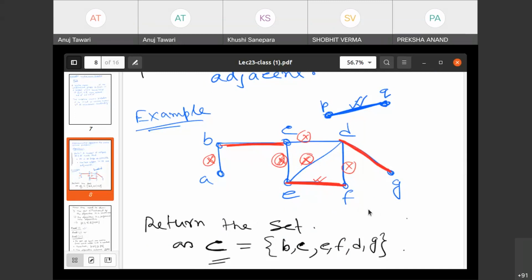So what are the conditions the optimum vertex cover must satisfy? It anyways must cover all these edges BC, EF, and DG. So at least one of these endpoints must be contained in our vertex cover. So at least one of BC, at least one of EF, and at least one of DG must be contained in our optimal vertex cover. Otherwise, it will not cover one of these edges.